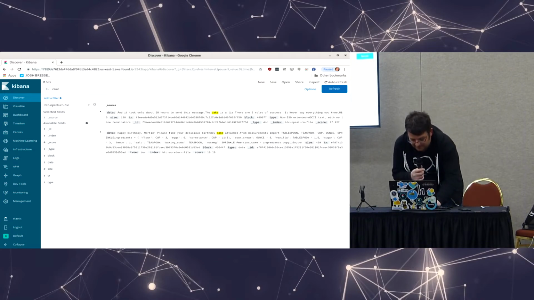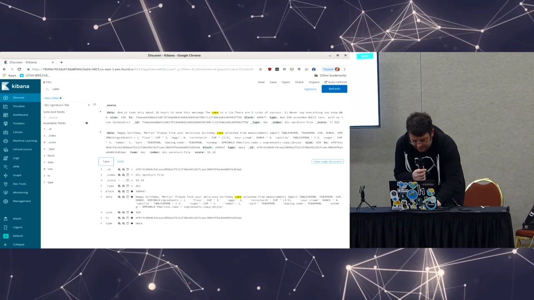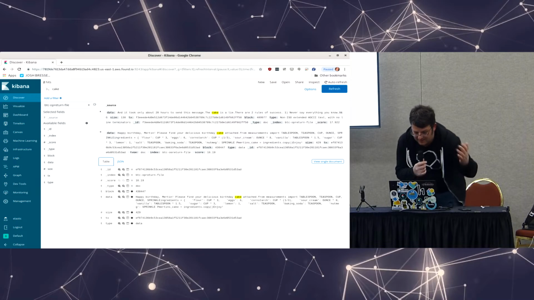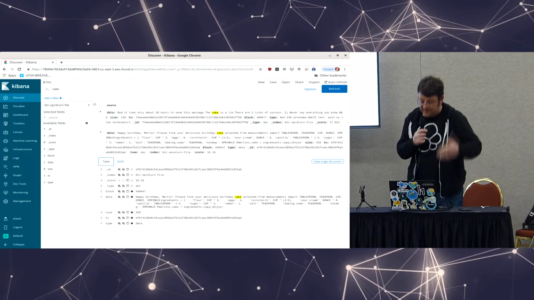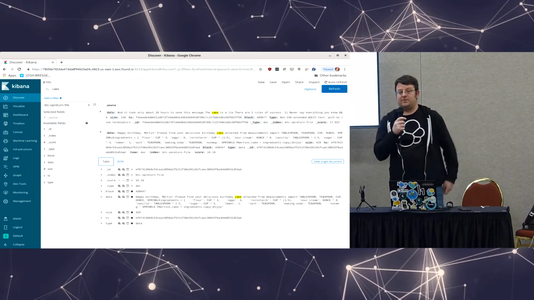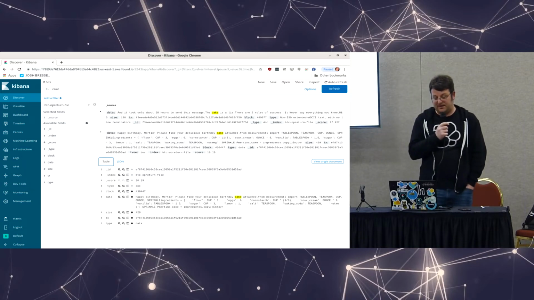But here, the next one, this one is cool. And this one actually, I'll tell you the story. It says, "Happy birthday, Martin. Please find your delicious birthday cake attached." And it says it's Python code. From measurements, import teaspoon or tablespoon, teaspoon, cup, ounce, blah, blah, blah. And then it has a cake recipe. I've not made this. I keep meaning to. It's probably not good if I do this.